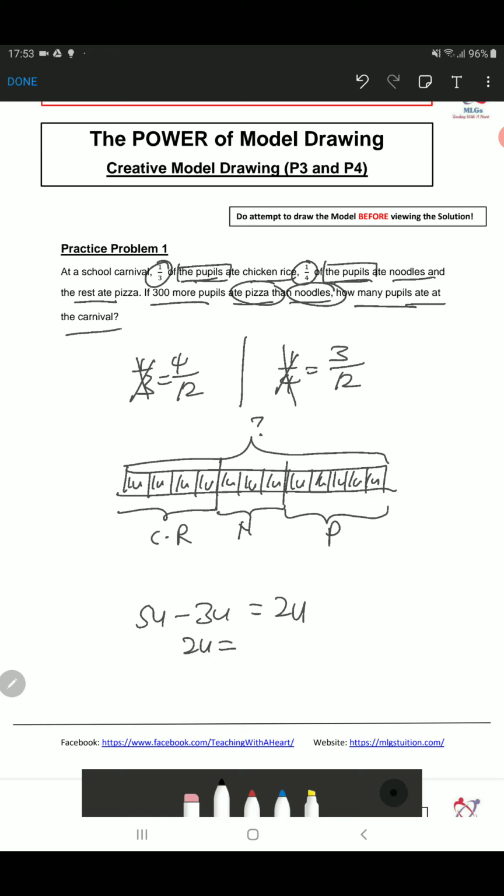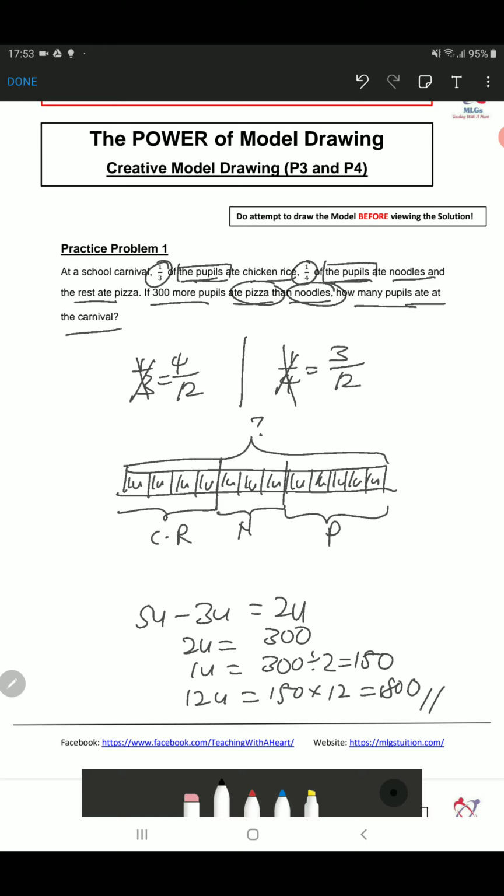So your 2 units will be equal to 300. So your 1 unit will be 300 divided by 2. So your 1 unit is 150. So how many pupils ate at the carnival? So you count all the boxes. There is a total of 12 units. So 12 units will be 150 times 12. Alright, so what is 150 times 12? I will use my calculator so we can do it faster. So 150 times 12 will give you 1,800 pupils at the carnival.